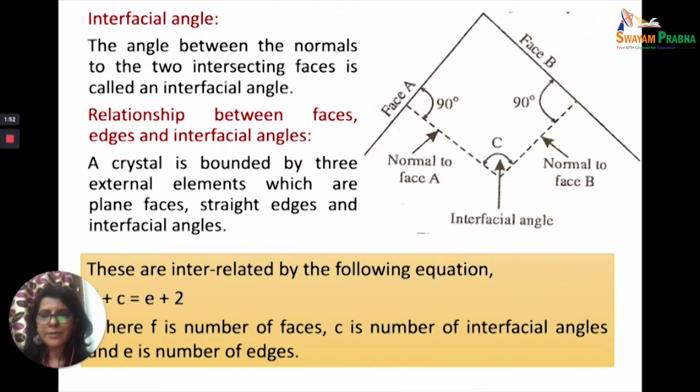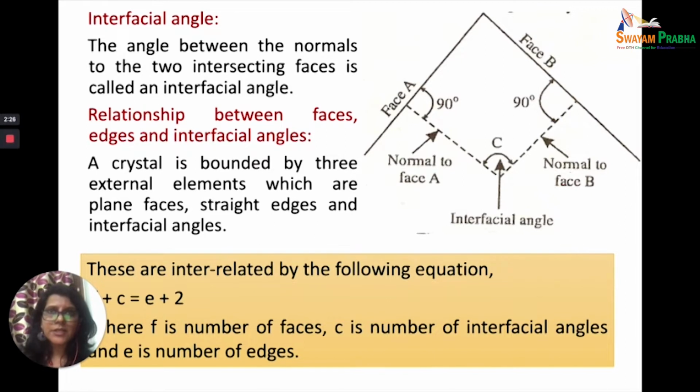And you must remember that a crystal is bounded by three external elements: plane faces, straight edges, and interfacial angles. And they are related to each other by the equation F plus C is equal to E plus 2, where F is the number of faces, C is the number of interfacial angles, and E is the number of edges. So this angle is called an interfacial angle. So the interfacial angle is the angle between the perpendiculars or the normals of the two intersecting faces.